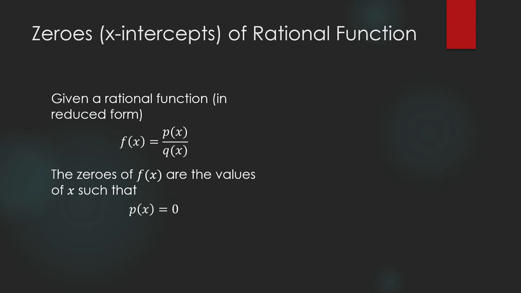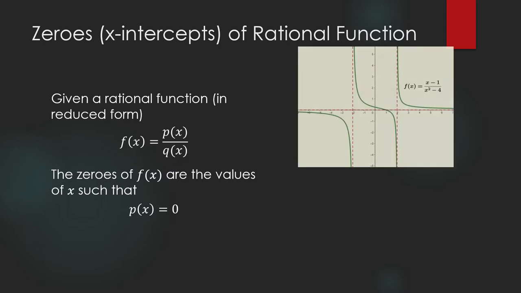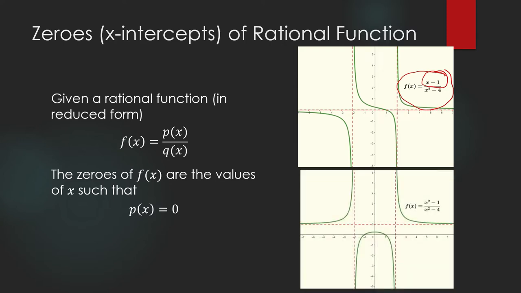Given a rational function, the zeros of your rational function are the values of x such that p of x is equal to 0. When we are interested to find the x-intercept of this function, let's say we are not given the graph. Judging from how we defined your rational function, we shall pay attention to the numerator. And when is that equal to 0? That is 0 when x is equal to 1. So the x-intercept is this one.